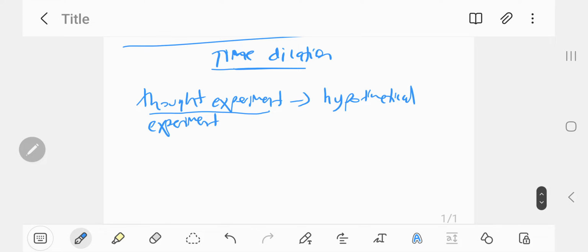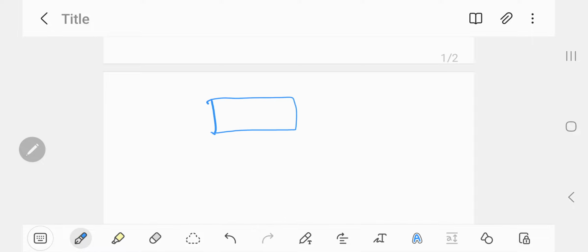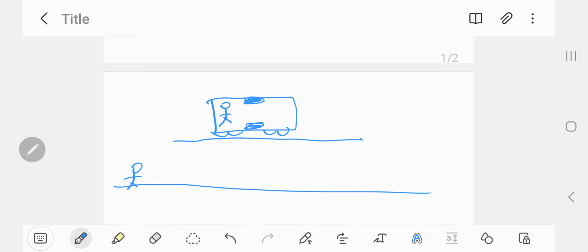So let's look at time dilation. It's a very simple concept to grasp using everyday, familiar objects. Let's suppose we have a train carriage moving along a track. Suppose there's an observer in the carriage, and suppose there's another observer watching on the platform. And suppose the train carriage is moving at constant velocity v to the right.